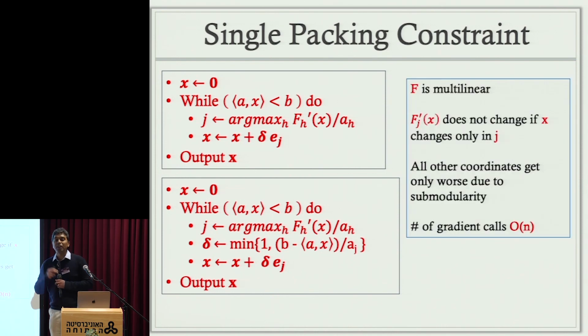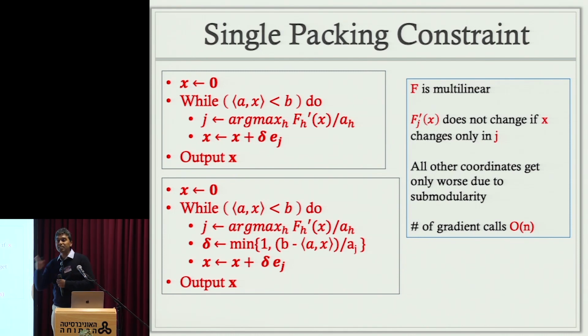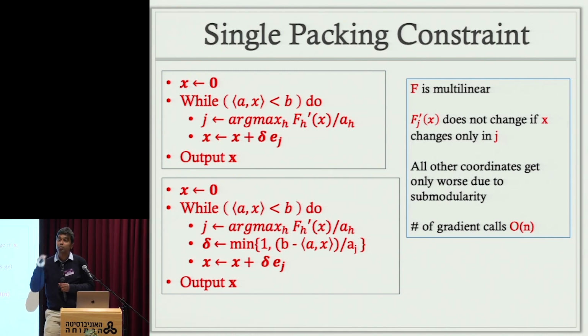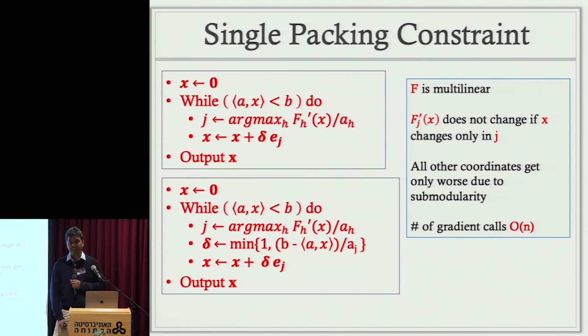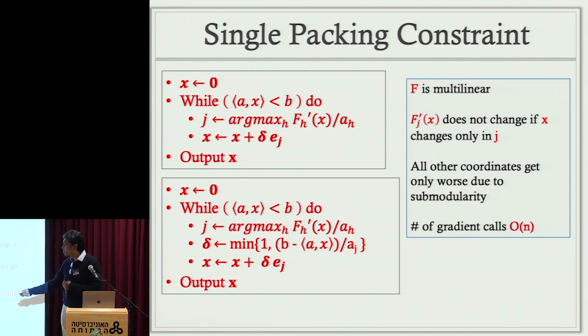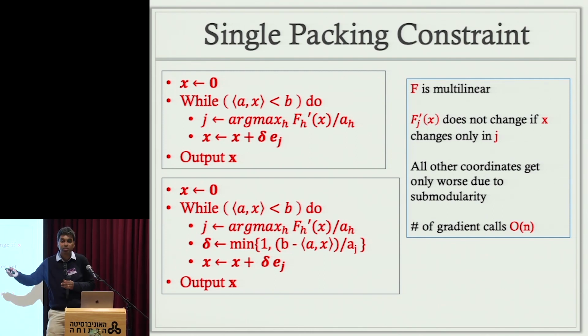That is because f is multilinear. What does it mean? Let's look at the top guy, the one with the highest gradient. As I change him, his gradient doesn't change, because it's multilinear. And the rest of the guys' gradients can only get worse because I'm increasing one guy. So there's nothing stopping me from taking this guy all the way, until I can't take him anymore because he reaches 1.